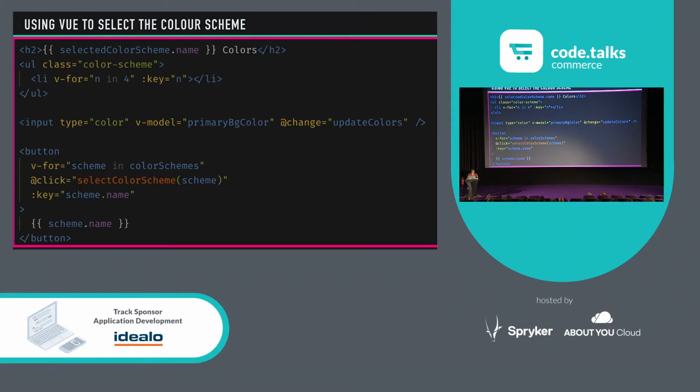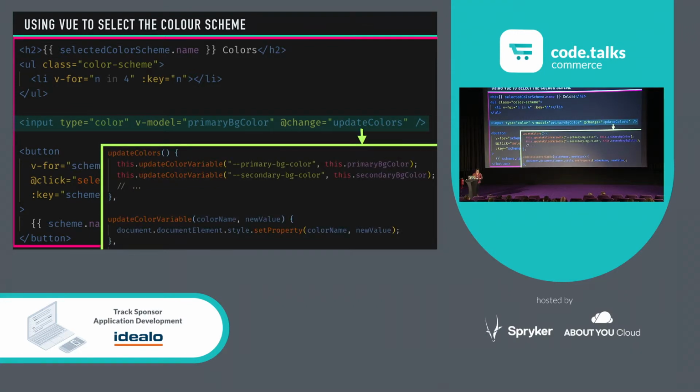Then again, here is my input with the type color. And I also have a vModel that is basically a way for me to easily access the color that the user selected. And I have an update color that is called every time that this value changes. This update color method is basically going to update all the variables that I have on my CSS. And this time, I'm using CSS variables, not Sass variables anymore, because this is something that the browser can understand.